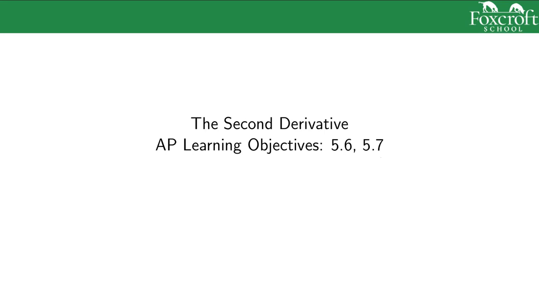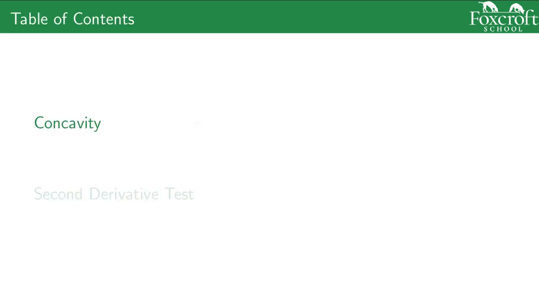In our last set of videos, we looked at the first derivative and saw what that tells us about our graph, and now we're going to do the same thing with the second derivative. All right, so first we're going to look at this thing called concavity, and we'll see what that means.